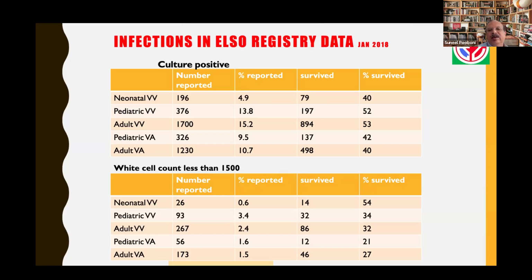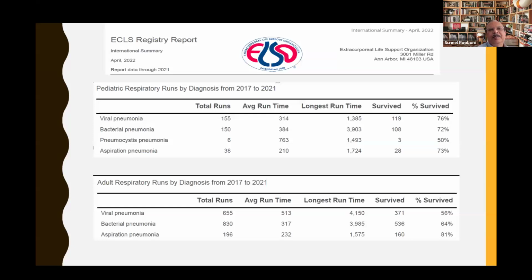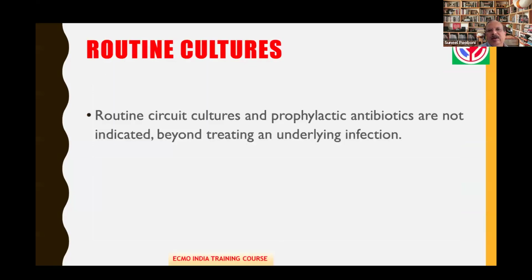White cell count less than 1500 is also being recorded. Again, similar sort of results here also. The incidence is more in adults and pediatrics compared to neonates here. So here the incidence of viral pneumonia, bacterial pneumonia, pneumocystis, and aspiration pneumonia have been recorded in various age groups, that is pediatric and adult respiratory runs, you can see here.